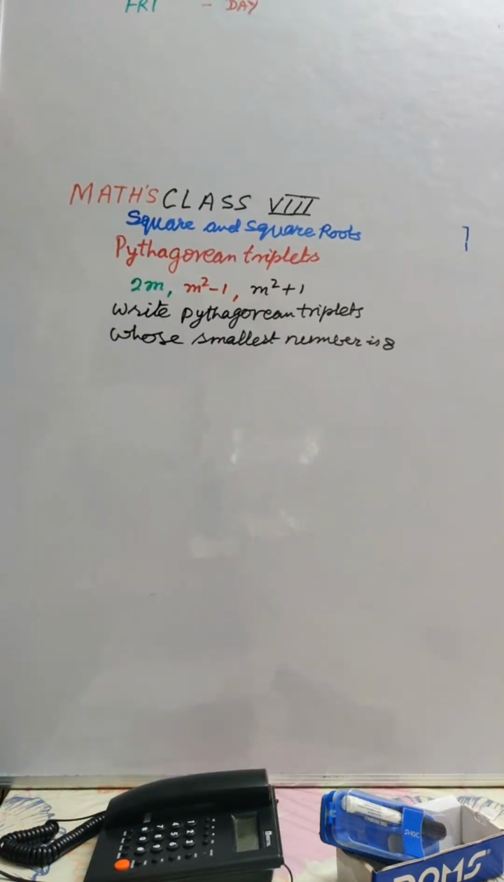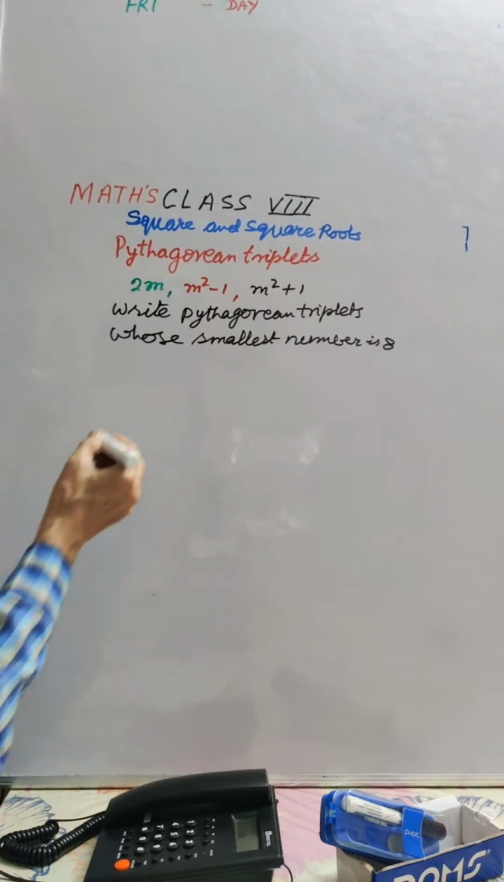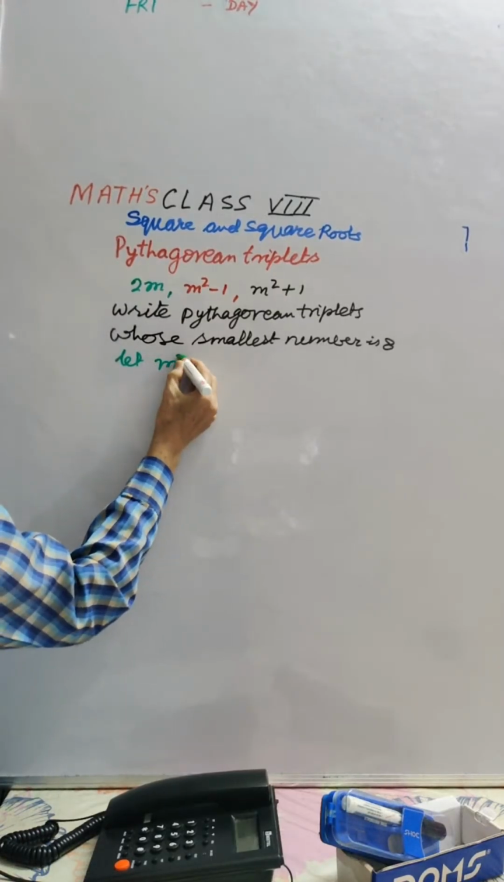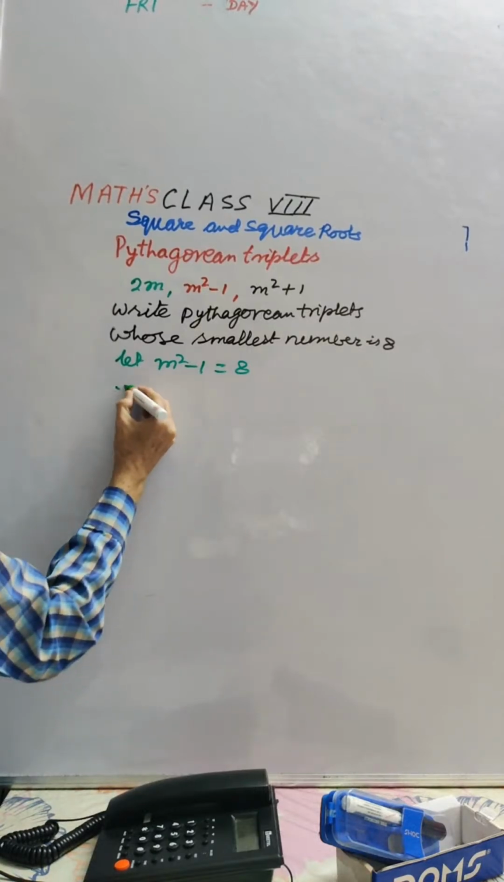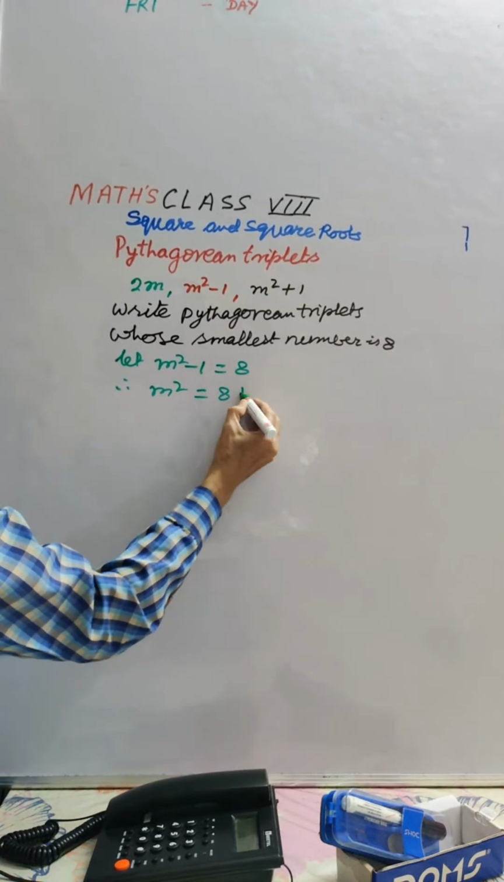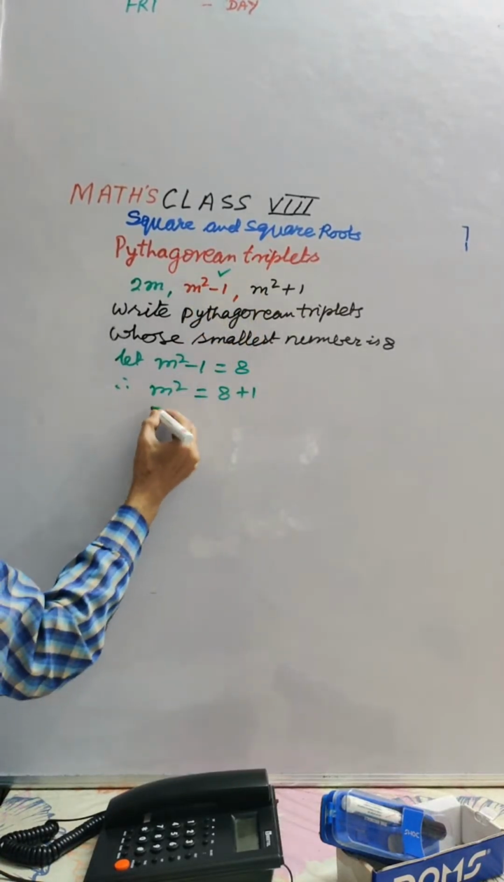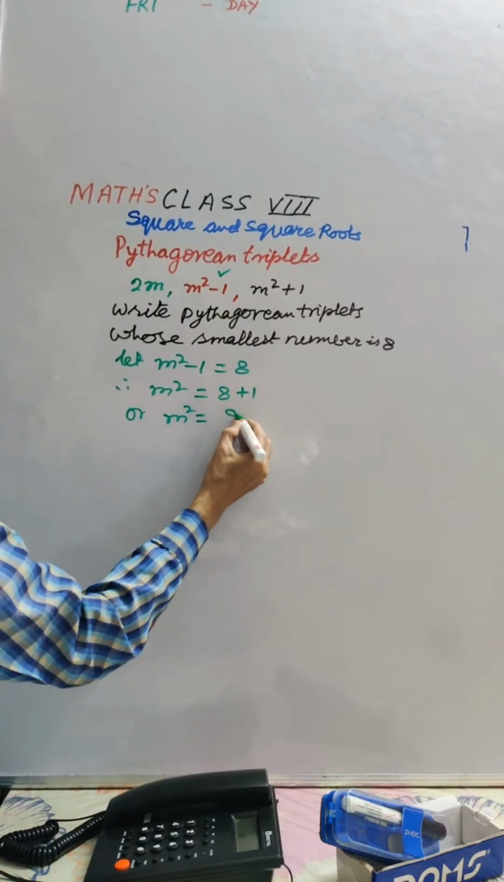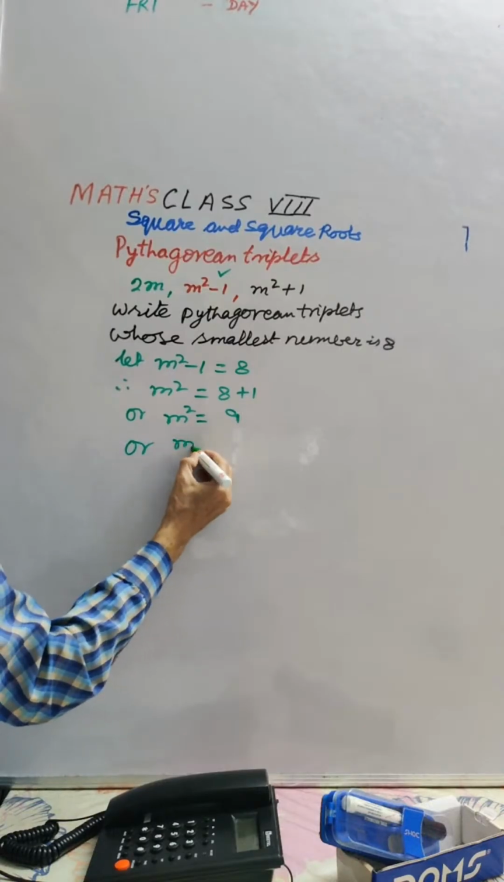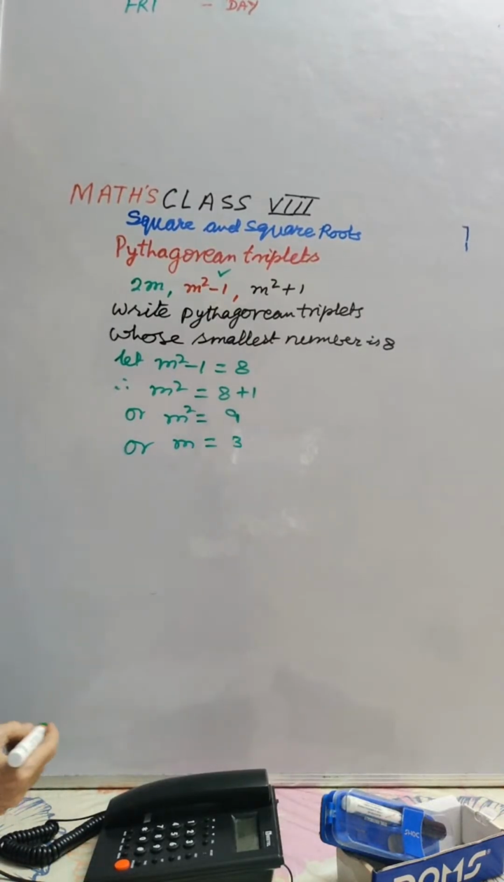We shall take the smallest out of these 3 as m square minus 1. We shall first try m square minus 1 is equal to 8. Let m square minus 1 is equal to 8. So therefore m square is equal to 8 plus 1, which is 9. Or m is equal to 3. So this way 3 is the number, part of the Pythagorean triplets. One number is 8.